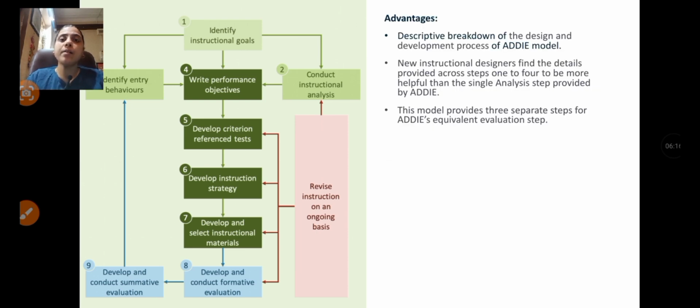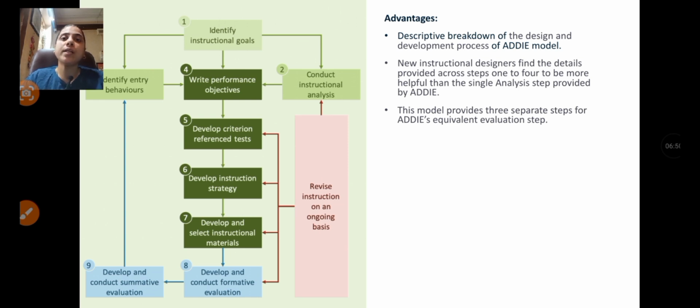So now let's take a minute to discuss the advantages and disadvantages of this model. As you can see, it has a number of advantages. It is not putting all of your steps into multiple stages which are a bit difficult to understand for newcomers. It is helping you break down the design and development stage of the ID model. New IDs actually find this quite useful because from step number 1 to step number 9, it is easy for them to follow than having a lengthy analysis stage.